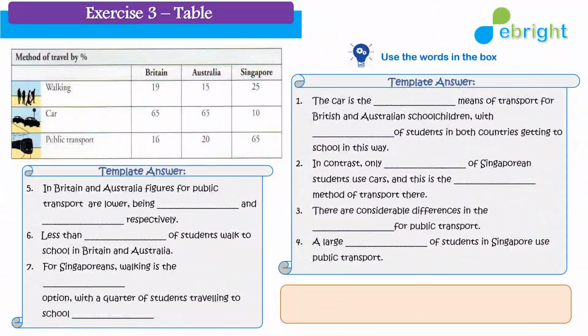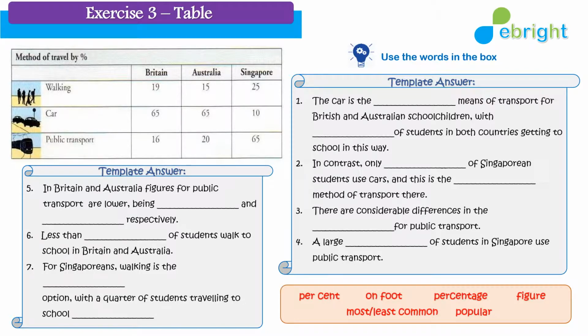Shall we move to exercise 3 in the form of a table? You've got the table here, method of travel by, and then you've got Britain, Australia, Singapore, and also walking, car, and public transport. The tip here: use the words in the box. What words? You've got percent, on foot, percentage, figure, most or least common, and also popular, for number 1 until number 7 of the writing template answer. You can change the subject, objects, and also the data in your real writing test later on.